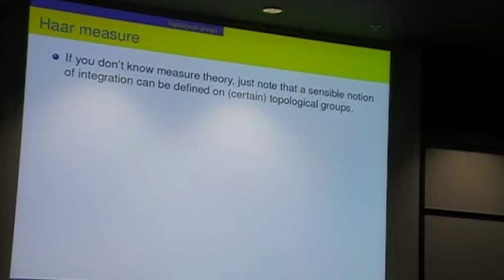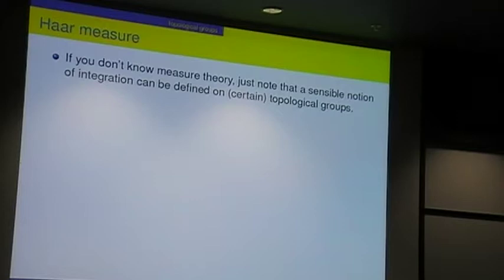We had to do integrals to replace those summations. And this is perhaps one of the technically challenging parts, to show that you can construct a measure on the group that you can use for doing integrals. Okay, so you can make up all kinds of measures if you like. But again, you want a measure that makes also group theoretic sense. And that's our Haar measure. So if you don't know any measure theory, you can just note that some sensible notion of integration can be defined on certain topological groups, called Haar measure. If you don't know what it is, you can just be name dropping.